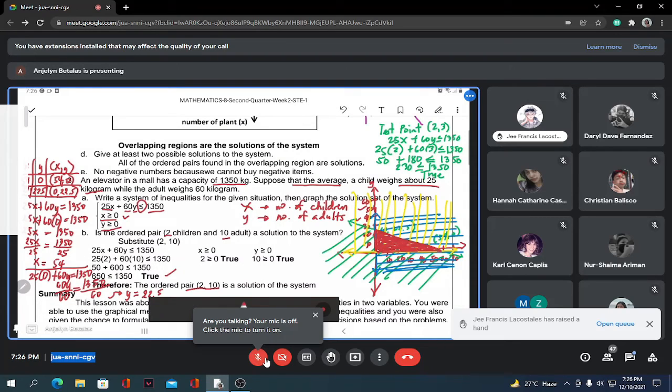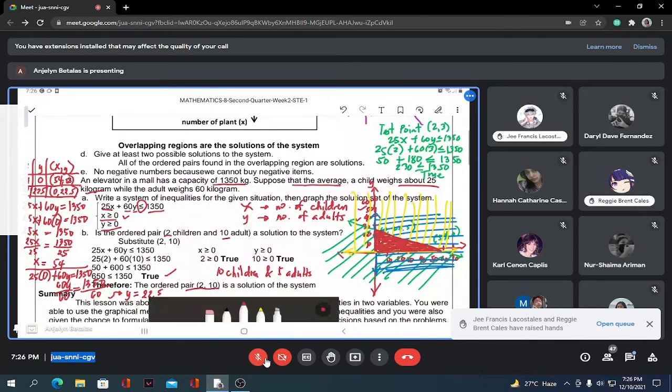Another question. Can 10 children and 5 adults ride the elevator? 10 children and 5 adults could ride the elevator.